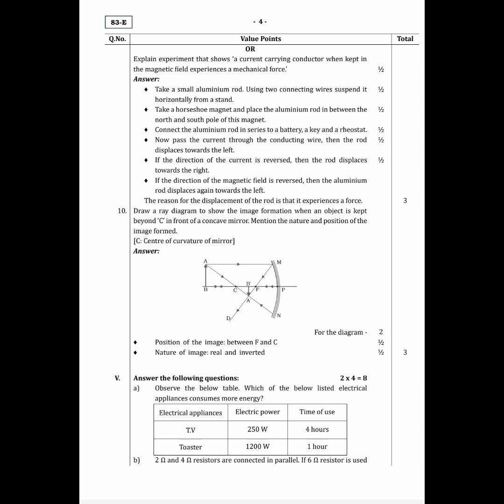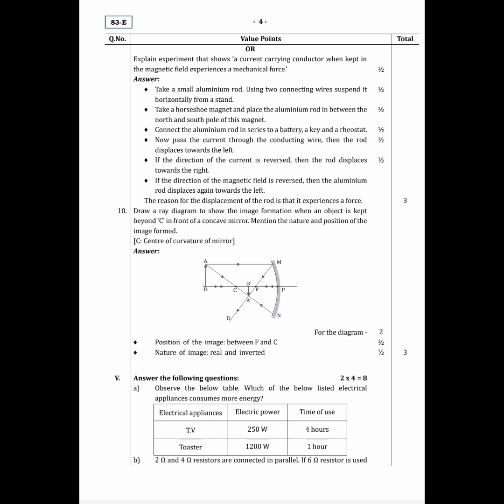Next, answer the following questions. A. Observe the below table. Which of the below listed electrical appliances consumes more energy? They have given two electrical appliances: TV and toaster. TV consumes electric power of 250 watt, time of use 4 hours. Toaster 1200 watt and time of use 1 hour.